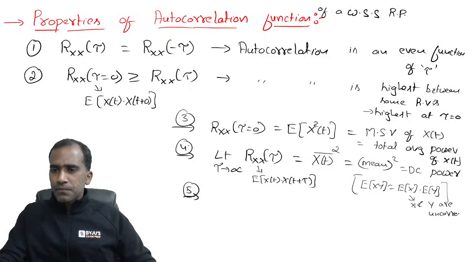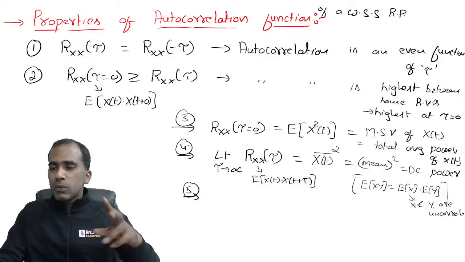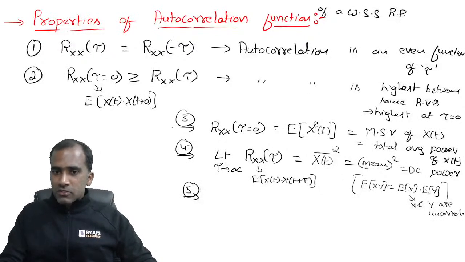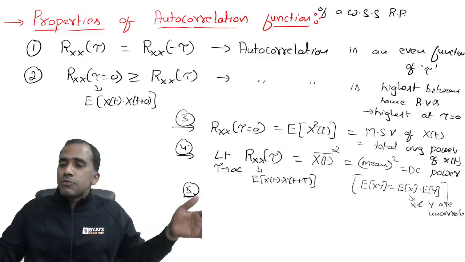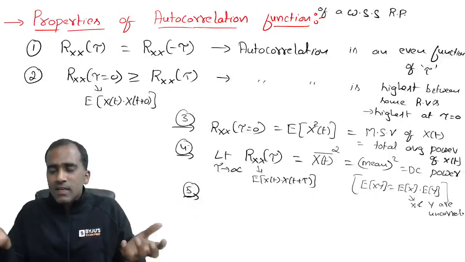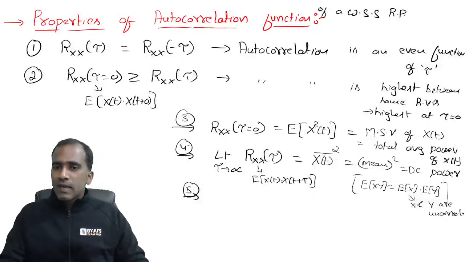We can call it. No? We call two random variables uncorrelated if they have least correlation, right? So if X of t and X of t plus tau, when tau is infinity, the gap between the random variables is very huge. They are nowhere related because the time gap is so huge that there will not be any correlation between them. Can we assume that these two are uncorrelated if tau equals infinity?